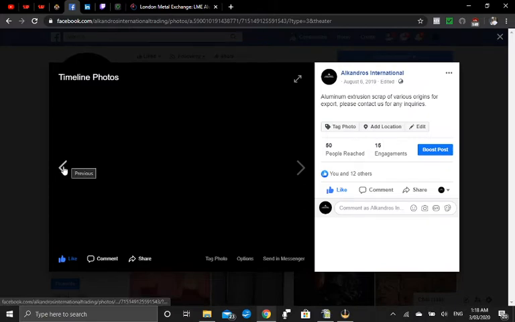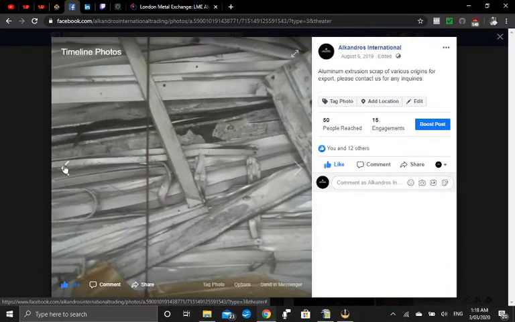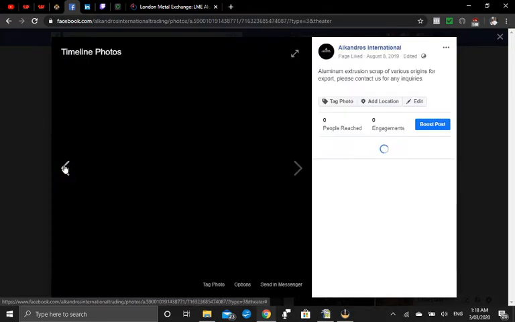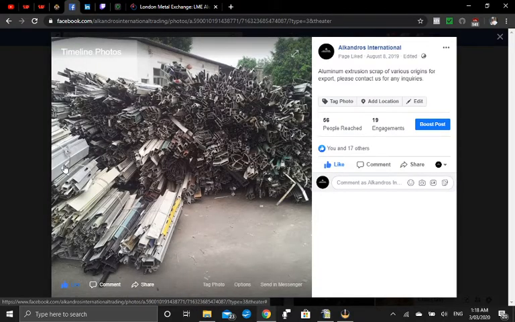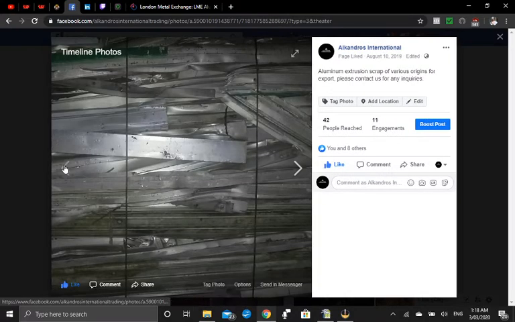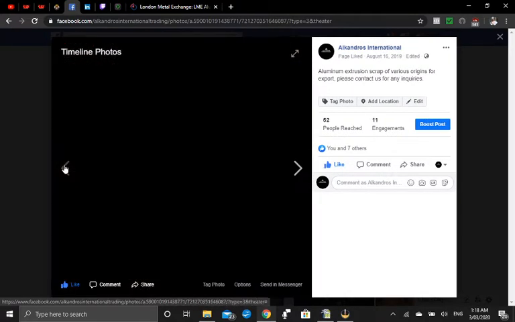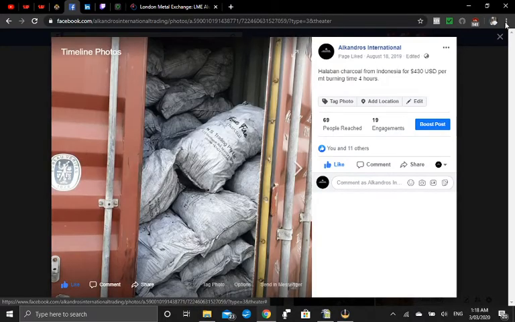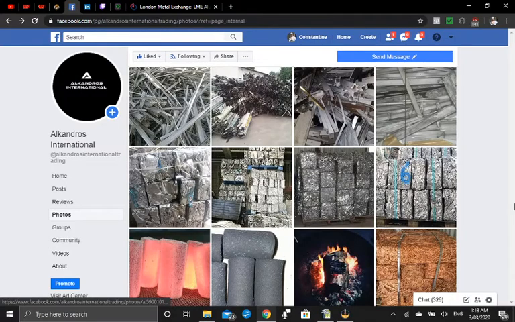There's some more extrusion here. Sometimes it's in sheets, and sometimes it's in strips of aluminium. These are all scrap parts that have been collected. More there. All right. So that's an example of what aluminium looks like.